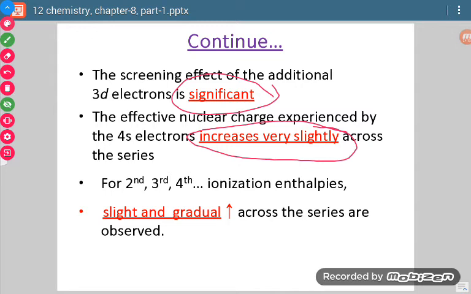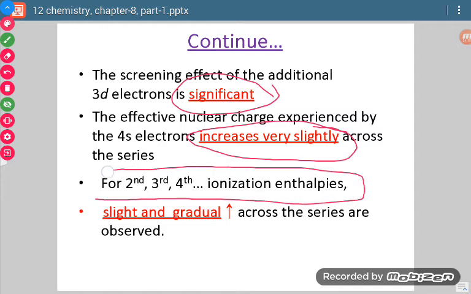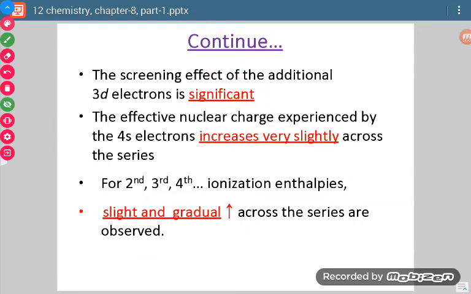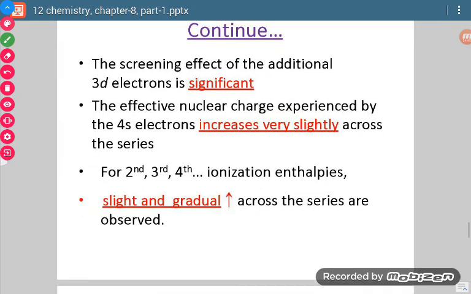Now this is the reason that when we look at the second, third and fourth ionization enthalpy values, they are also increasing. In general, we say the successive ionization enthalpy values are higher. Here also they are higher, but the increase is not too much. It increases there, but the value is not too much. Okay, so these are the things for ionization enthalpy.